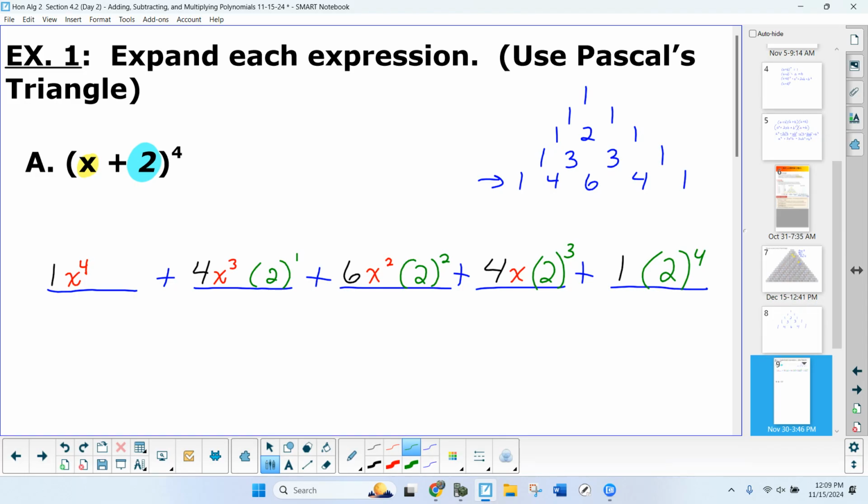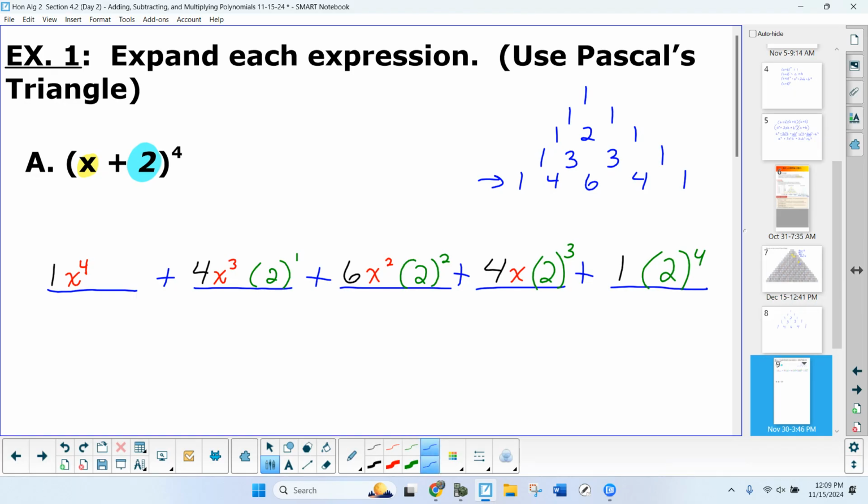First thing I did is put the coefficients. Then I took the first term in my binomial, went from the highest degree down. Took the second term, went from none up. Okay, we're not done with this. We have to simplify it. Is that what you were going to ask, Josh? Yeah, we're not done, but are you guys okay with setting it up?